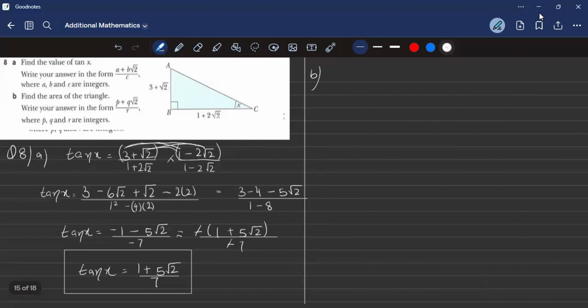Just some concepts. Find the area of the triangle. Write your answer in this form. So they've asked us for the area of this triangle. We know what the area of a triangle is equal to.